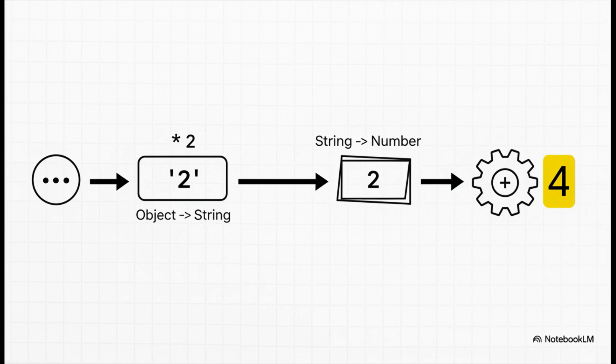Now watch what happens when we try to multiply this object by 2. This is a 2-step process. Step 1, the object to primitive conversion happens. Our object becomes the string 2. But wait, the multiplication operator needs a number, not a string. So JavaScript performs a second conversion, turning the string 2 into the number 2. Then, and only then, does it do the math. 2 times 2, which gives us 4.